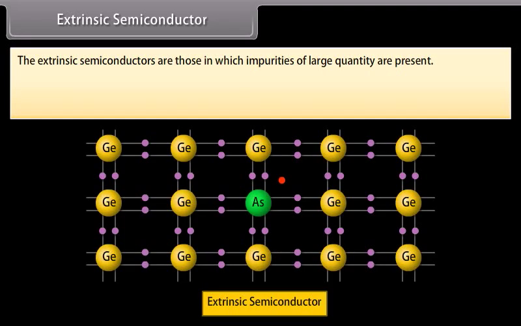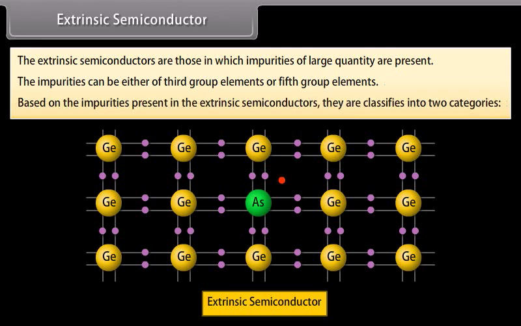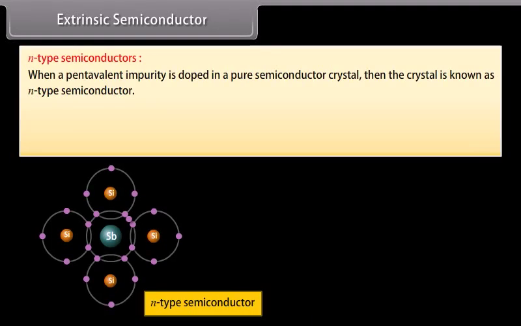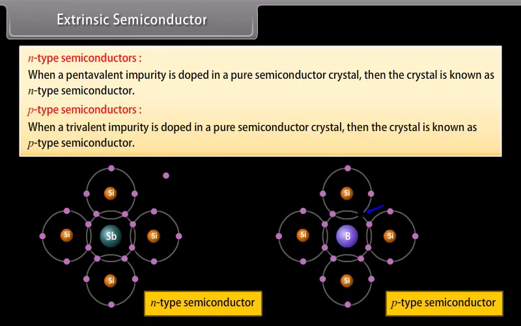Extrinsic semiconductor. Extrinsic semiconductors are those in which impurities of large quantity are present. The impurities can be either of third group elements or fifth group elements. Based on the impurities present in the extrinsic semiconductors, they are classified into 2 categories. N-type semiconductors. When a pentavalent impurity is doped in a pure semiconductor crystal, then the crystal is known as N-type semiconductor. P-type semiconductor. When a trivalent impurity is doped in a pure semiconductor crystal, then the crystal is known as P-type semiconductor.